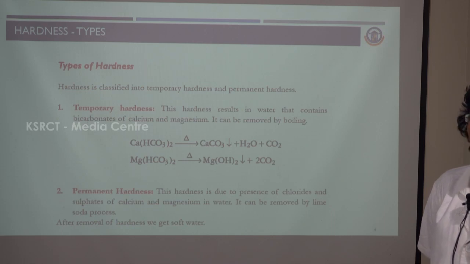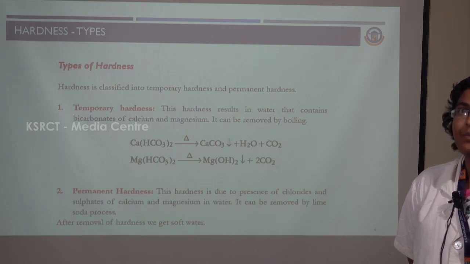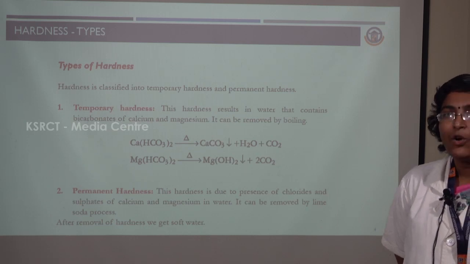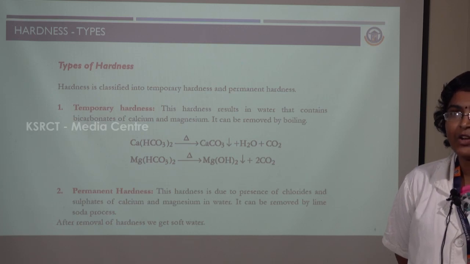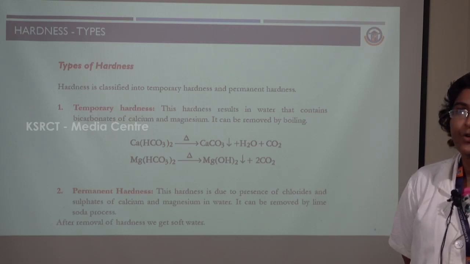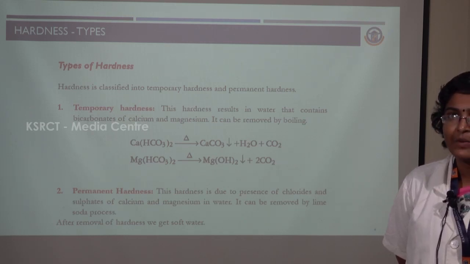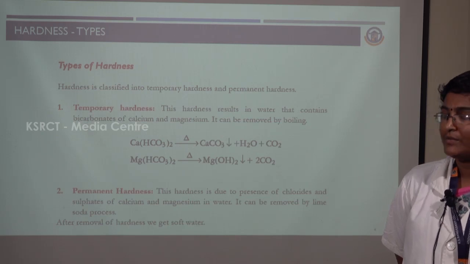The next type of hardness is permanent hardness. It is due to the presence of chlorides and sulfates of calcium and magnesium salts. These salts cannot be removed by boiling because they are soluble in water. So this type of permanent hardness can be removed by a chemical process, like the lime soda process, where we add chemicals like lime and soda. The permanent hardness-producing substances can then be reduced.